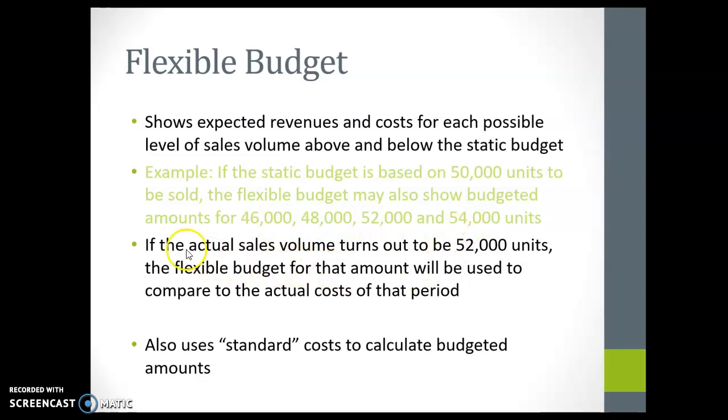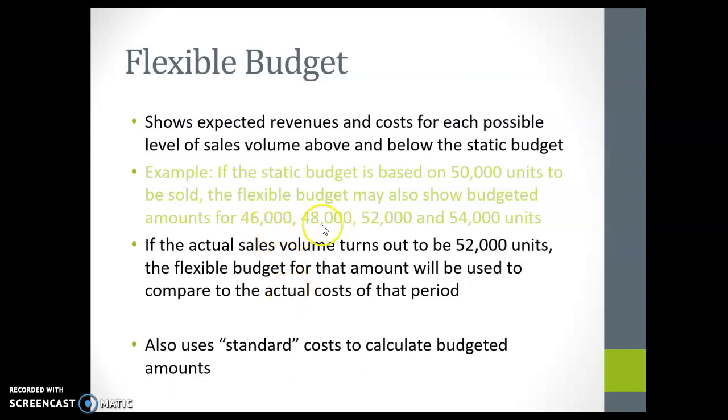If we get to the end of next year and we see that the actual sales volume turns out to be 52,000 units, then we're going to use the flexible budget for 52,000 units to compare to the actual cost that we had for 52,000 units. Now we're comparing apples to apples. And then that way we can see the difference, or the variance, between what we actually had and what we had budgeted for that amount of sales, and then we can investigate and see why those variances happened.